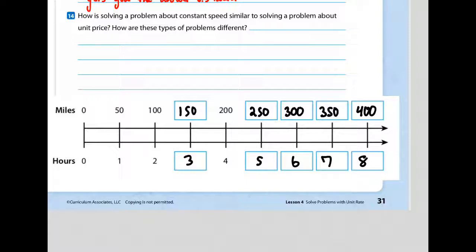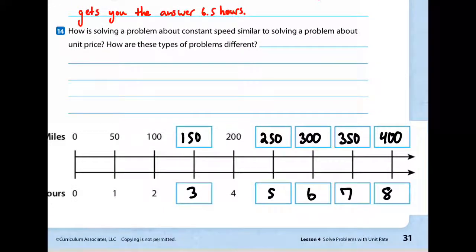I'm going to say, let's see, let me restate the question. How is solving a problem about constant speed? Okay, so speed and prices are both ratios.